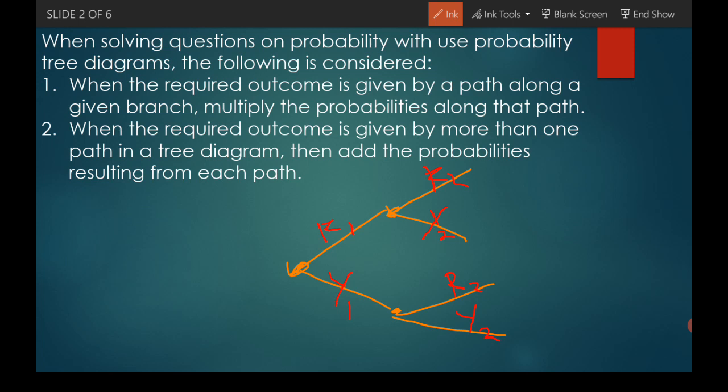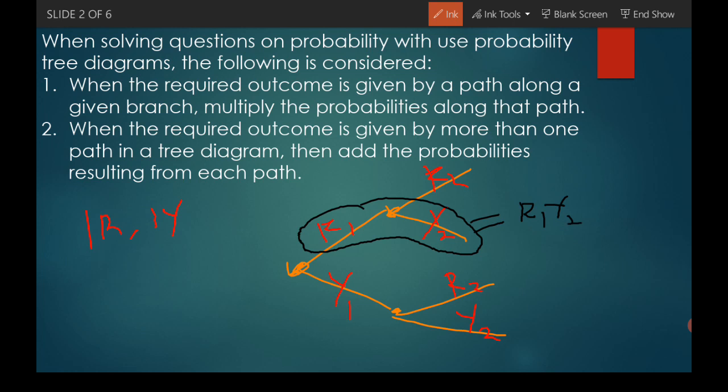So in case we have to get one red and one yellow, there are two options here. The first option is we can get the red first, and then the yellow on the second picking. So the probability of this will be equal to the probability of R1 times the probability of yellow 2.